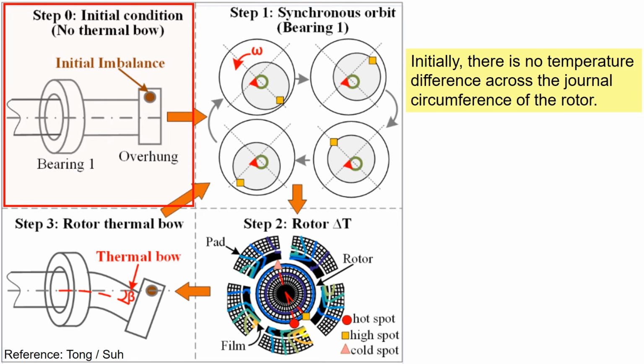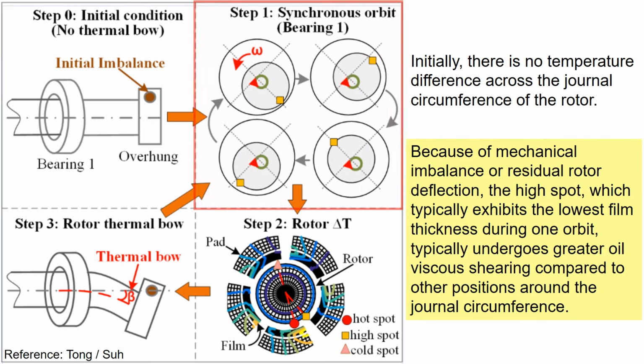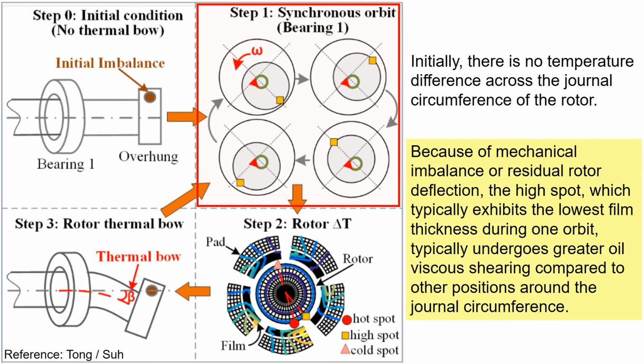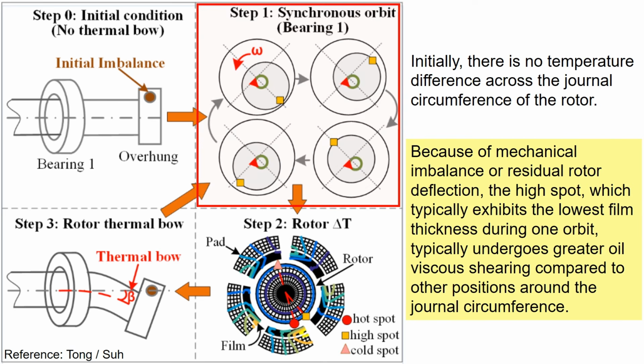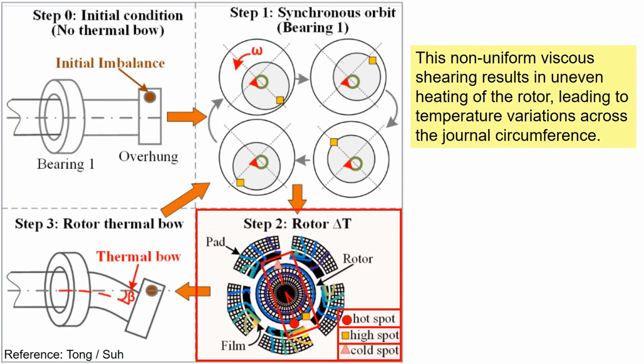Initially, there is no temperature difference across the journal circumference of the rotor. Because of mechanical imbalance or residual rotor deflection, the high spot, which typically exhibits the lowest film thickness during one orbit, typically undergoes greater oil viscous shearing compared to other positions around the journal circumference. This non-uniform viscous shearing results in uneven heating of the rotor, leading to temperature variations across the journal circumference.